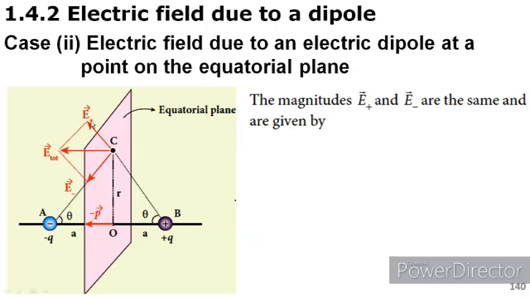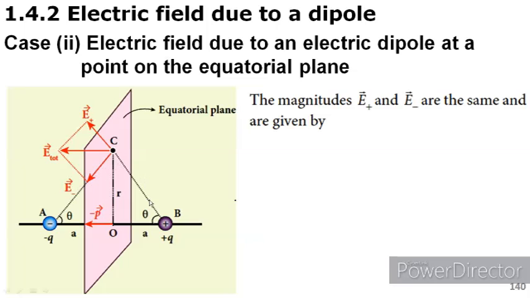Here the E plus vector is the electric field created by plus Q and the E minus vector is the electric field created by minus Q. We need to calculate the total electric field at point C. Normally vectors can be added by the vector addition method. There are different methods, and we are going to use the method of vector resolution. Before that, we will write the magnitude of the electric field due to the plus charge and minus charge.